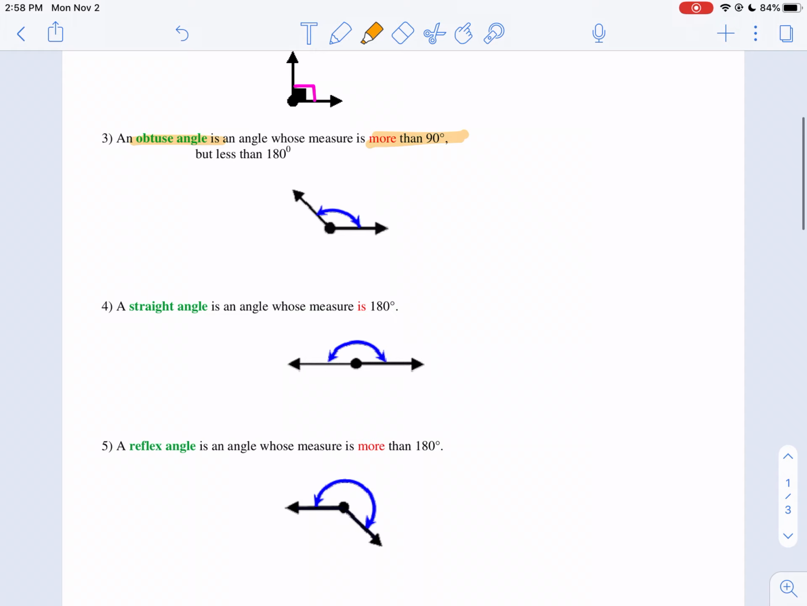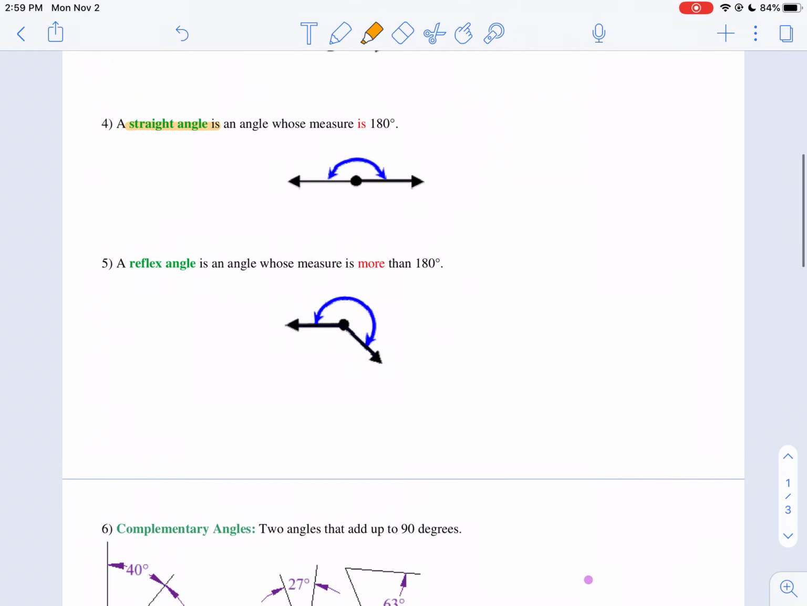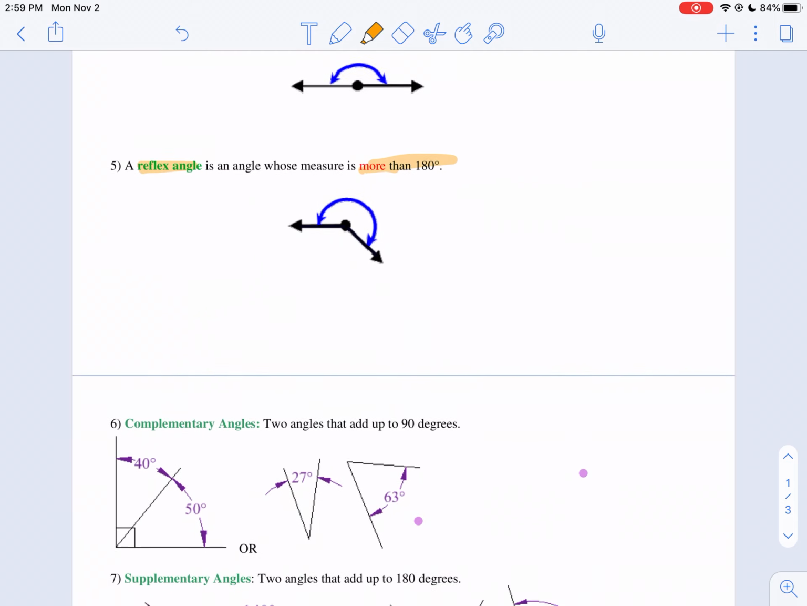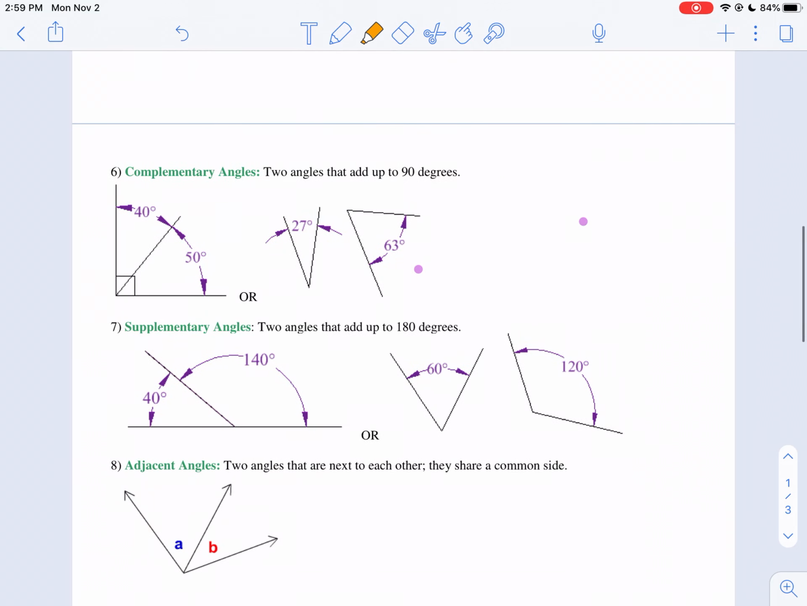Then you have a straight angle. A straight angle is just an angle whose measure is exactly 180 degrees. It's a straight line. Okay, the two rays make a straight line. You have a reflex angle. We don't do much about reflex angles yet, but a reflex angle is an angle whose measure is more than 180 degrees. Then these are the fancy names that you have to know.